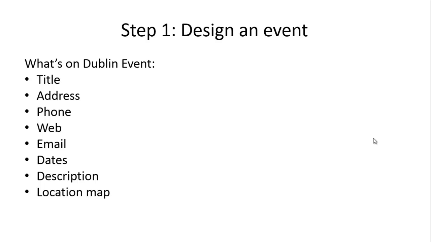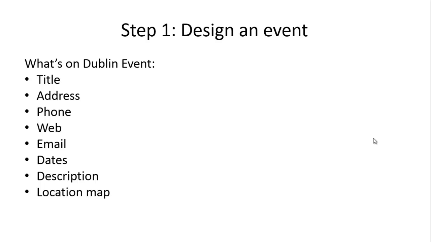From the What's on Dublin event site, which I used for my prototype, I pulled out these attributes: title, address, phone, web, email, dates, description, and a location map. For the sites that you visited, you'll have a different set of attributes for an event. So go ahead and find out what they are and add them all to your template document.